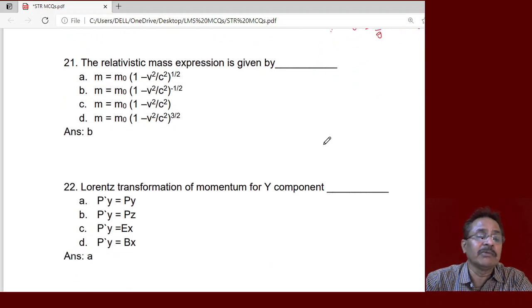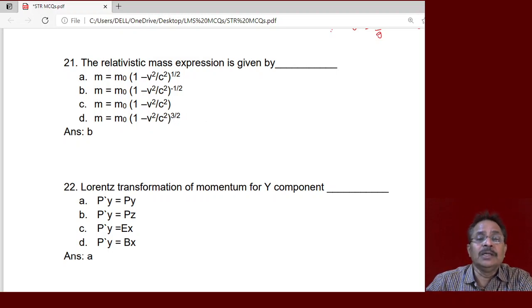Now this is again a theoretical question. Question number 21. The relativistic mass expression is given by, okay, so there are four options given. M is equal to m0 into 1 minus v square upon c square raised to 1 half plus 1 half. M is equal to m0 times 1 minus v square upon c square raised to minus half. M is equal to m0 times 1 minus root of v square upon c square raised to 1, and M is equal to m0 times 1 minus root of v square upon c square raised to 3 by 2.